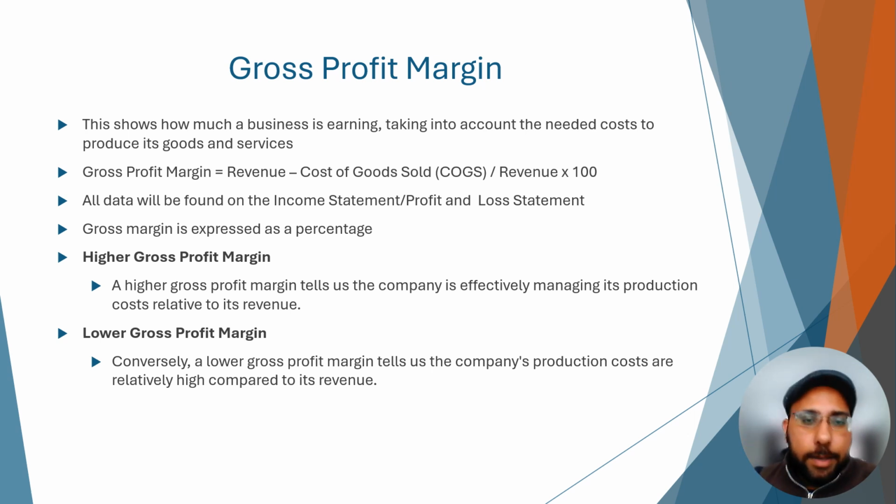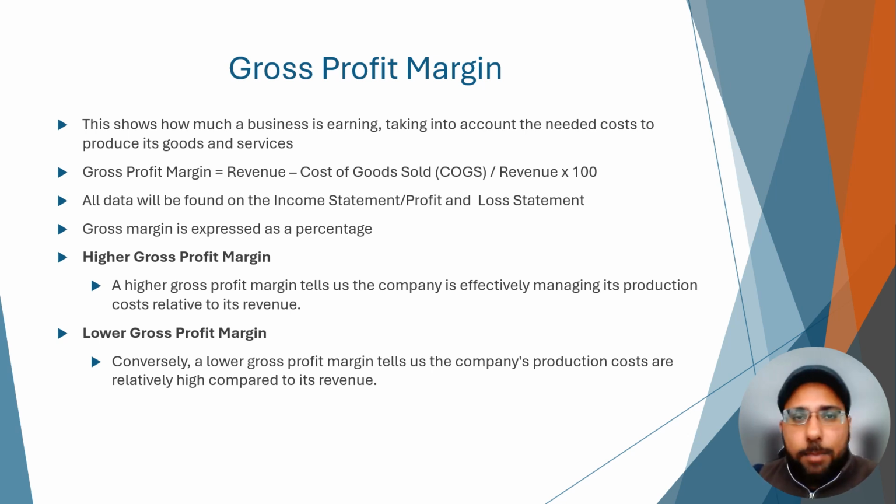Now we want to look into what makes it a good or a bad figure. If a company shows a high gross profit margin, this indicates that the company is effectively managing its production costs relative to its earnings. It suggests that the company can maintain a very healthy profit margin on each unit of good or service it is selling, which is seen as favorable to investors as well as creditors.